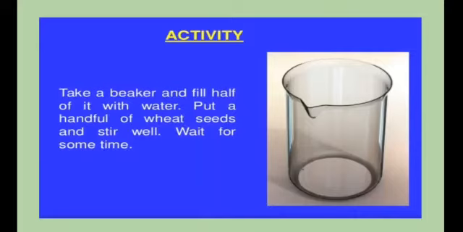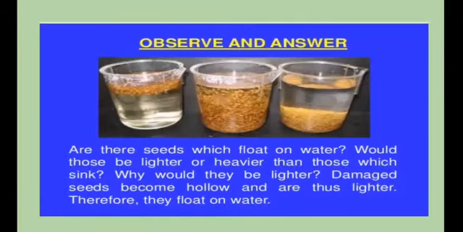As you know, you all are the small scientists for me, the junior scientists for me. Before the activity we cannot get the proper concept in science, correct? So what you need to do, take a beaker and fill half of it with water. Put a handful of wheat seeds and stir well. After stirring, wait for some time. So let us observe and get the answers.